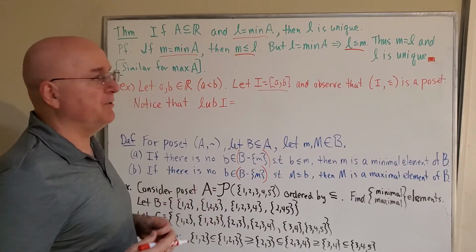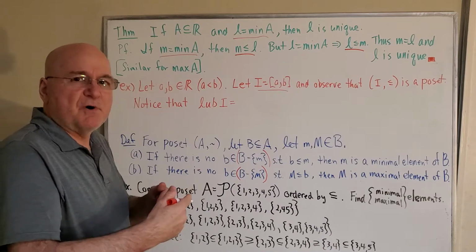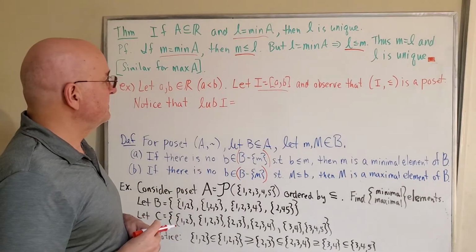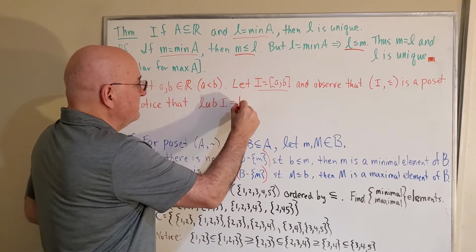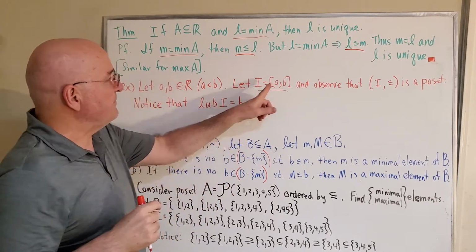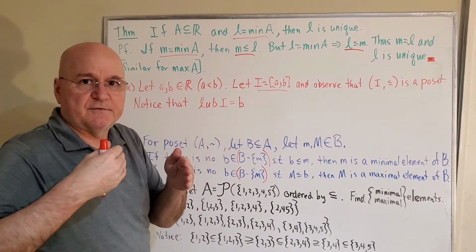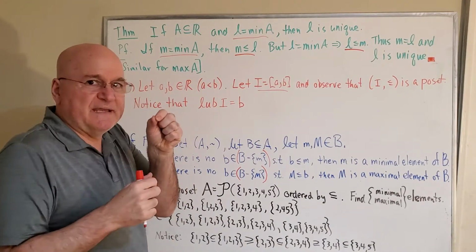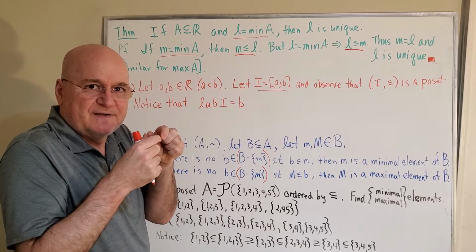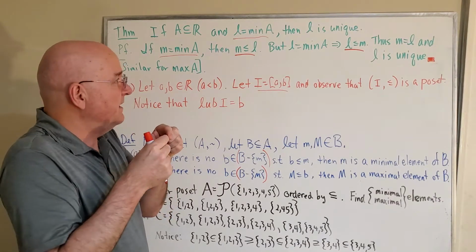Among all of the upper bounds, what is the smallest one there is? Well, it would be B. B is greater than or equal to every single element from A to B. And if you made it any smaller, it would not be an upper bound.